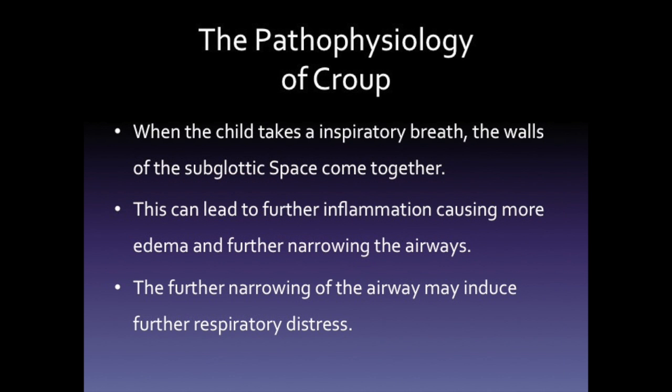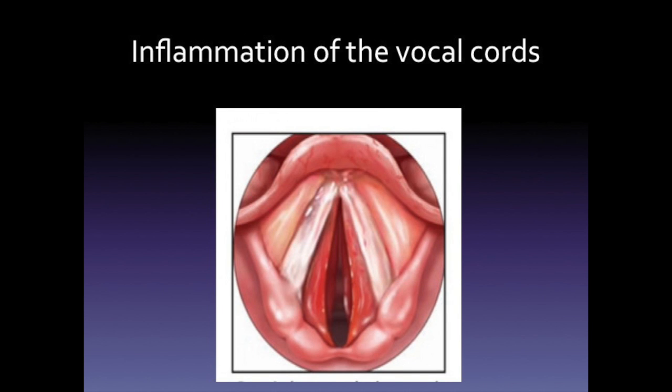When a child takes an inspiratory breath, the walls of the subglottis space come together. This can lead to further inflammation, causing more edema and narrowing of the airways. This narrowing of the airways can induce further respiratory distress. Here is a picture of the inflammation of the vocal cords.